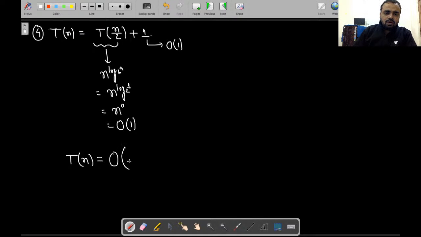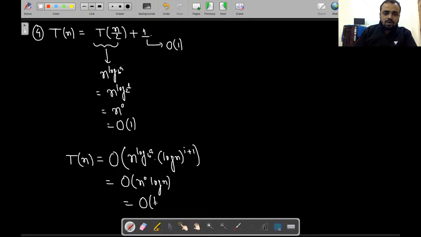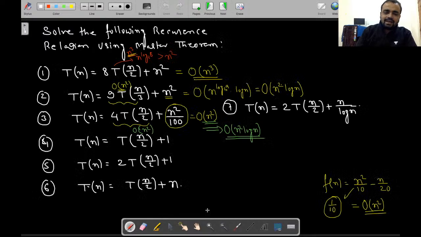So if both are equivalent, then T of n will become order of n to the power log of a on the base b into log of n to the power k plus 1. Yes or no? So ultimately it will become n to the power 0 and log of n. So ultimately it will become order of log n. So directly here you can see the time complexity of this is order of log n.